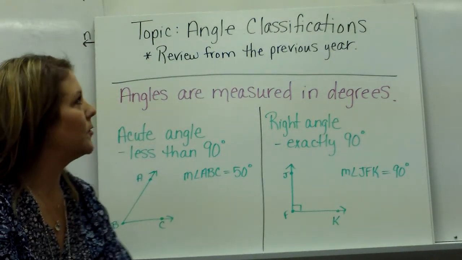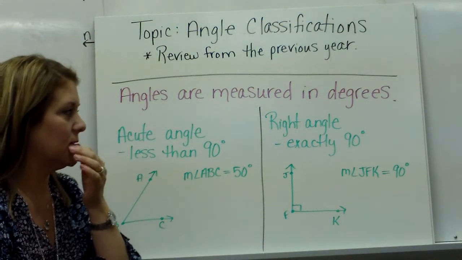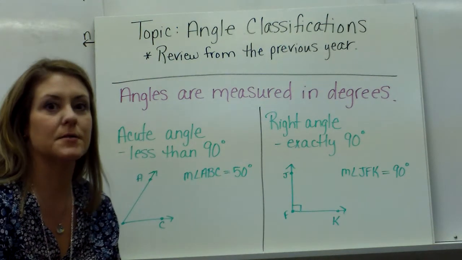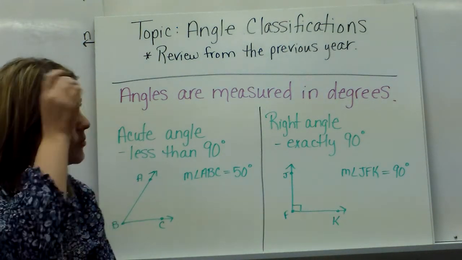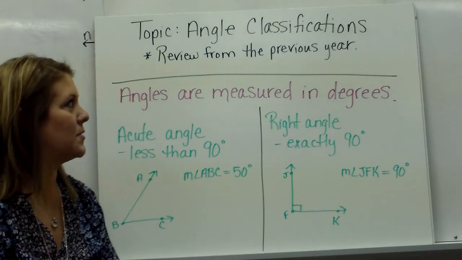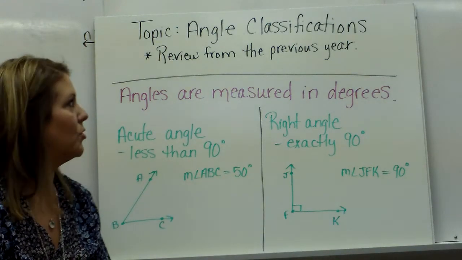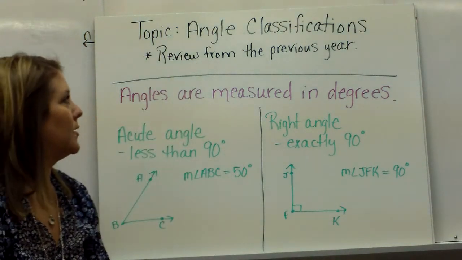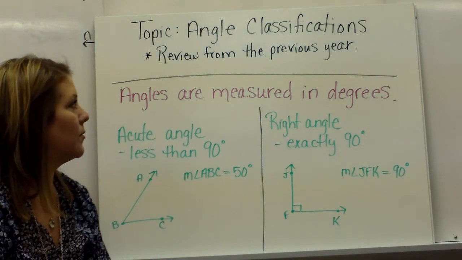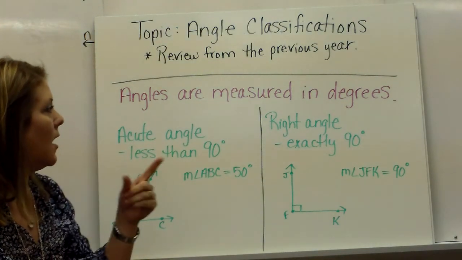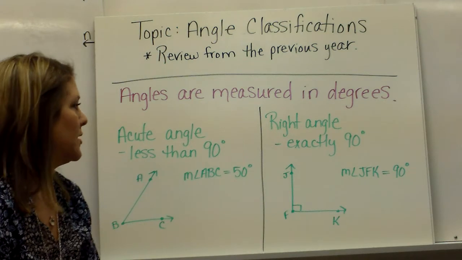This is going to be a very quick review on angle classifications. We're going to get into parallel lines and transversals in the next lesson, so knowing the definitions of some of these classifications is going to be very useful. I'm going to go through it very quickly since it is a review from your previous year. First of all, angles are measured in degrees.